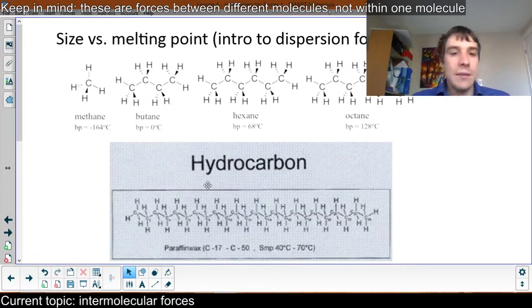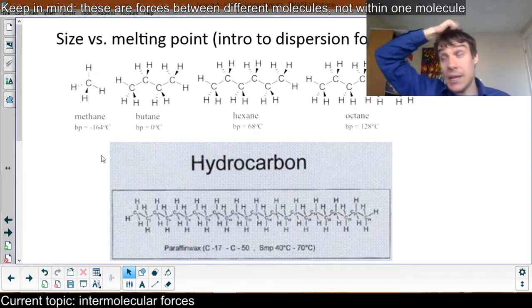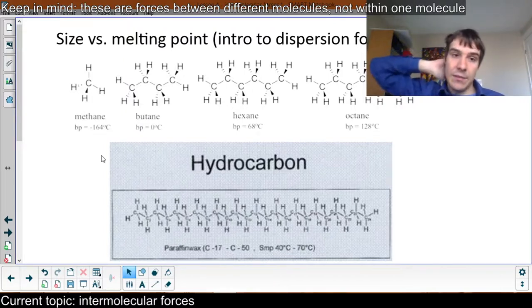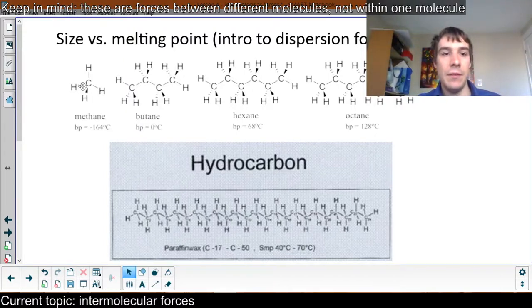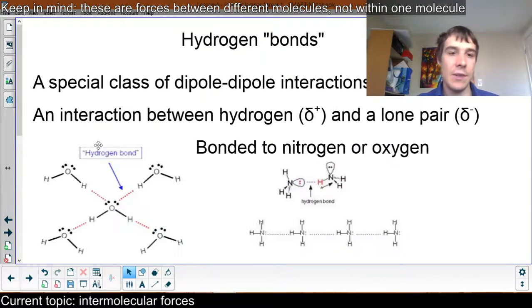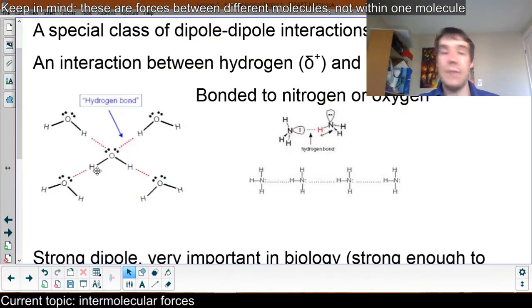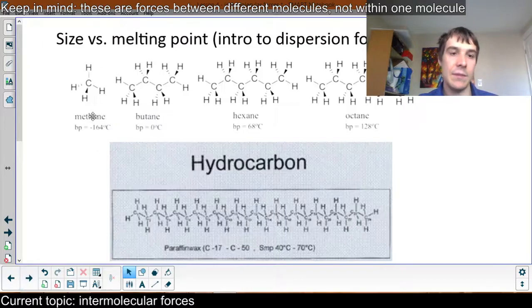And then there's the last one. The last one is the London dispersion force. London dispersion force came about from studies about size and melting point. So methane, there's its boiling point, minus 164. So if it's warmer than minus 164, this thing will be a gas. Compare that to water, right? Water, 100 degrees Celsius boiling point, but it's a comparable size molecule.